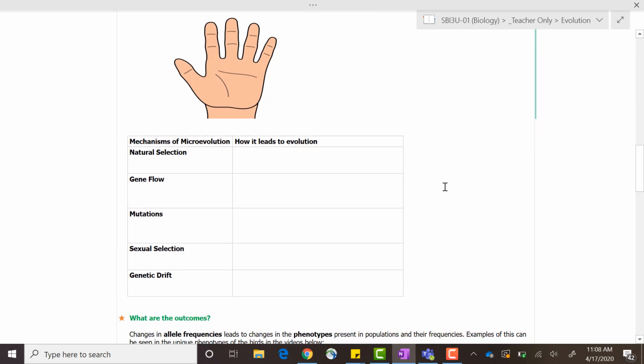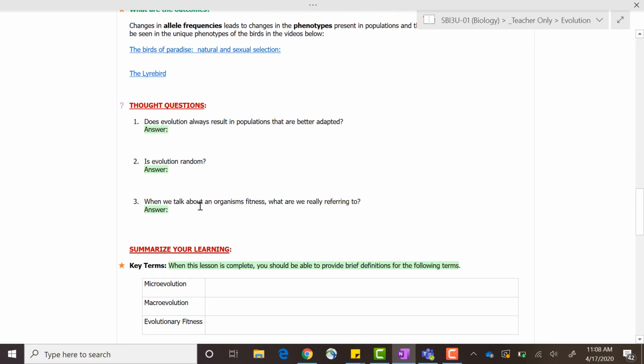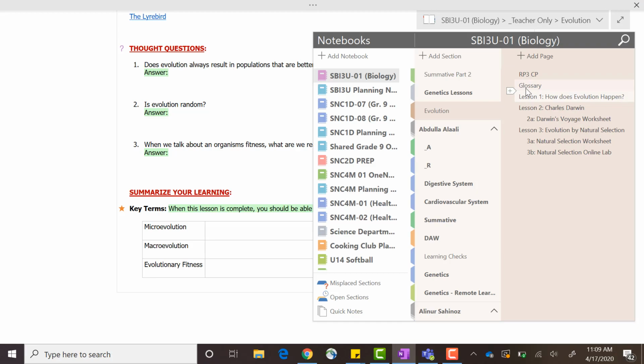Okay, and then to summarize your learning, I would like you to answer these 3 thought questions, and if you're struggling to answer them, these are great questions to post in the discussion board in Teams. So don't be shy, and if you're having trouble with that, ask. And then you can start to fill in your key terms chart either at the bottom here, or you can populate that in your glossary.